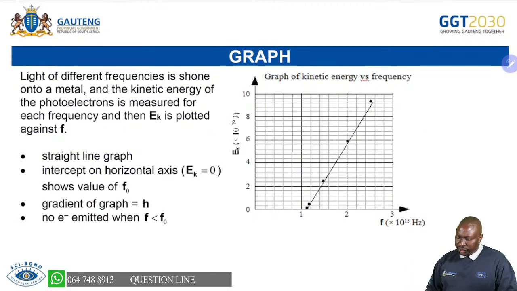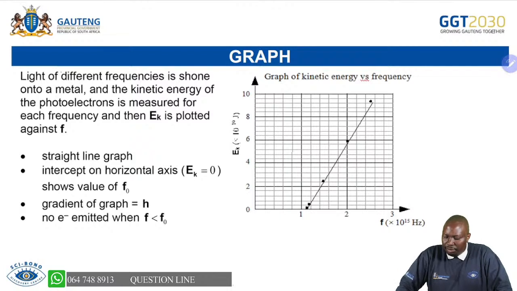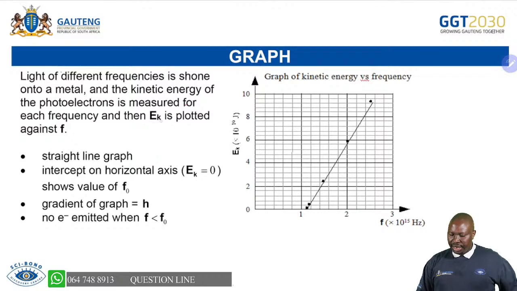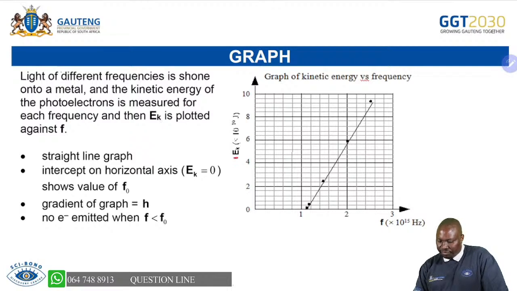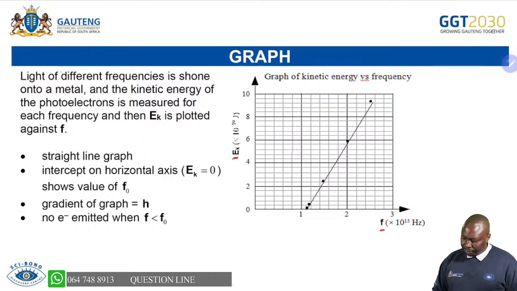Now let's look at a graph, because you'll get some of these questions in graph form. Light of different frequencies is shone onto a metal, and the kinetic energy of the photoelectron is measured for each frequency, and then EK is plotted against F. So you can see this is the graph of EK against F. You will see when you open previous question papers, you'll get a lot of this type of question.